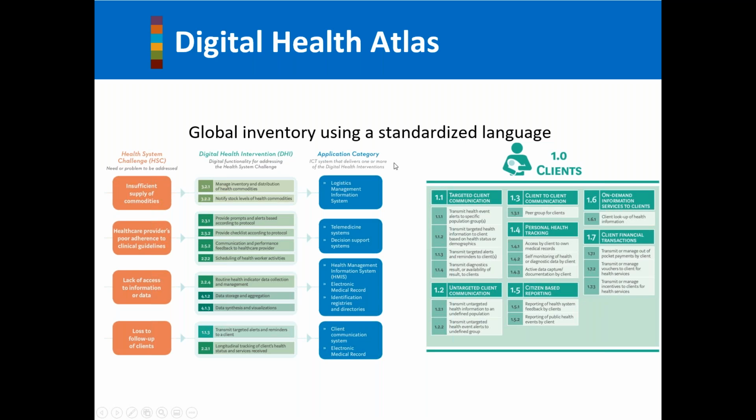And the model here is very similar to the idea of having a diagnosis for a patient. So the initial health system challenge is what is wrong or broken in the current health system. The next is how the software platform or application system is meant to solve that problem. And then the application category is how the ICT system that delivers one or more of the digital health interventions is linked to this program.